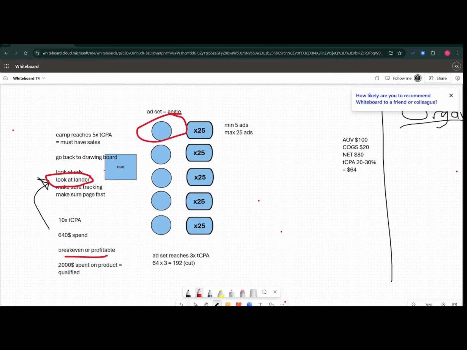So let's say out of all the angles you tested for weight loss, the anti-GLP angle works. So don't use Ozempic, use this. It's natural. You won't have rebounds or anything. It's better for your gut health and all of this sort of stuff, right? If that angle works, then what you want to do is make sure your lander is of that angle.